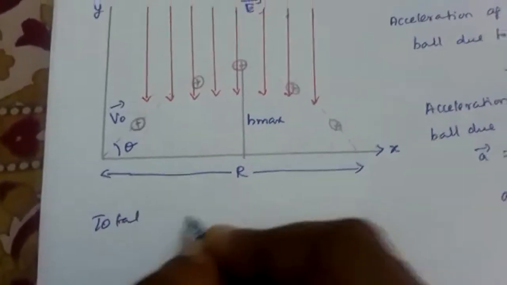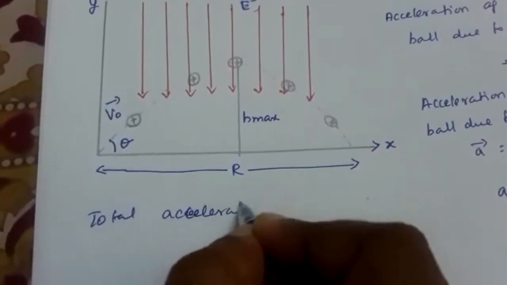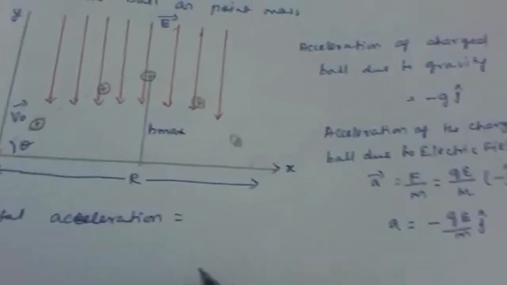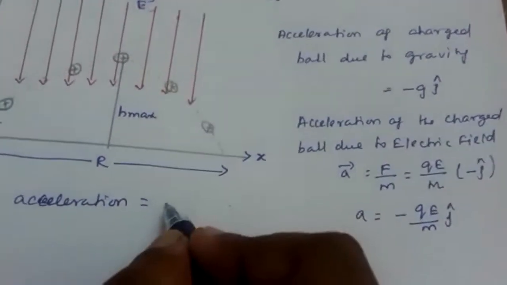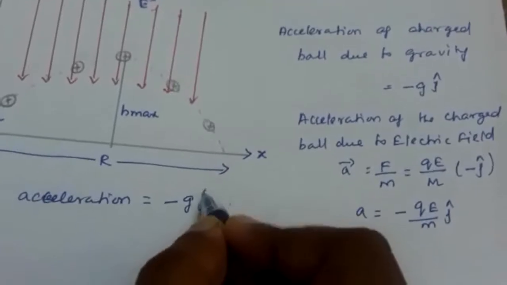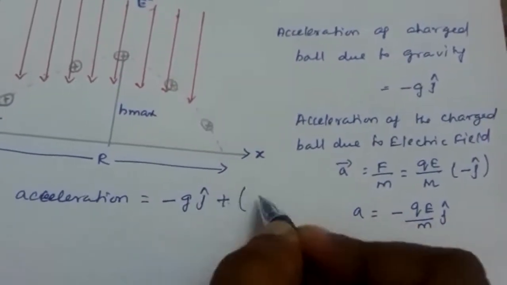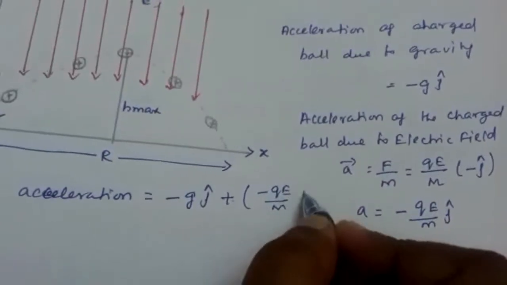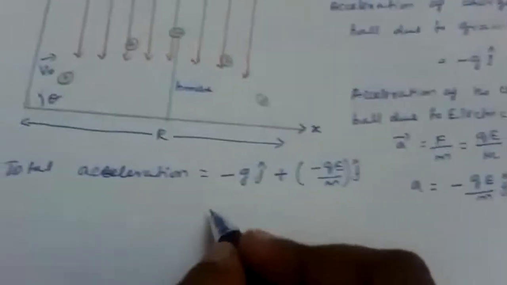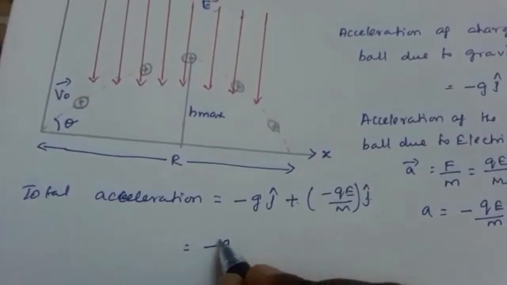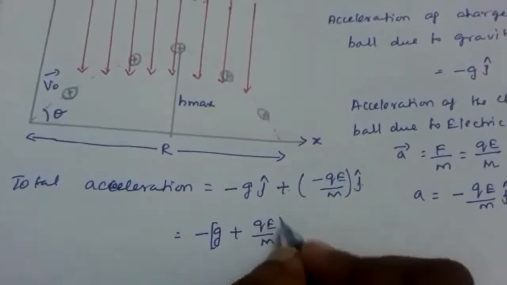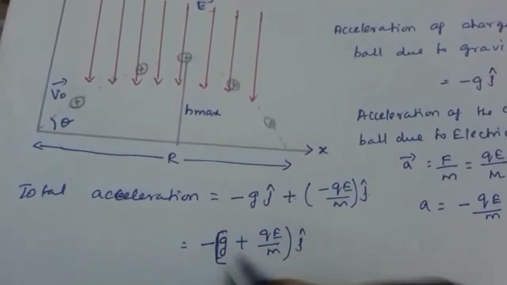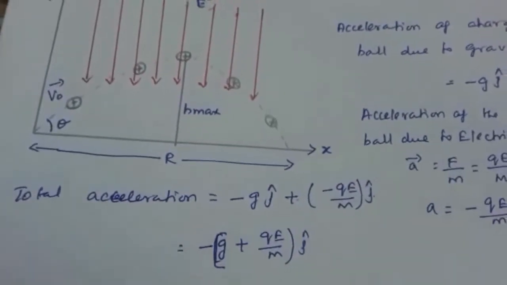Now, what is your total acceleration? Total acceleration is the sum of both accelerations, due to the gravitational field and due to the electric field. So we can write minus g j vector plus minus qE by m into j vector. This can be written as minus g plus qE by m into j vector. This is your total acceleration.